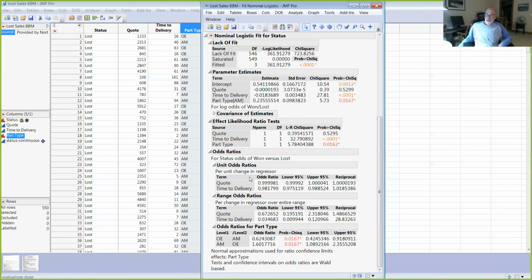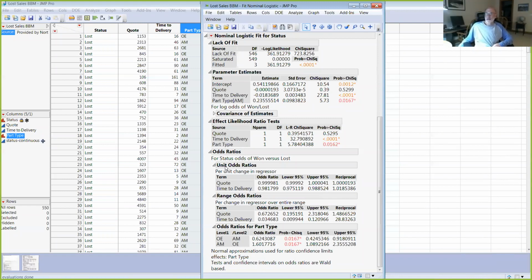For a continuous variable like quote or time to delivery, you get an odds ratio, but you get 2 kinds, either a unit odds ratio, which is interpreted as a 1 unit increase. So a $1 increase changes the odds by 0.9999981. The confidence interval, you can see, is a very narrow interval. This is not unusual. It's often very hard to interpret unit odds ratios.